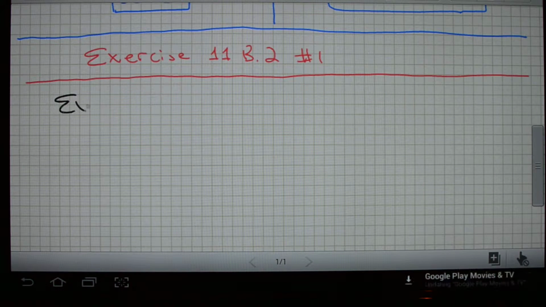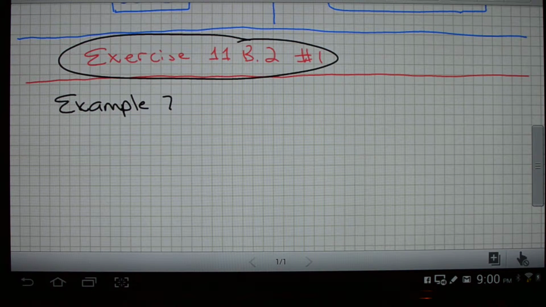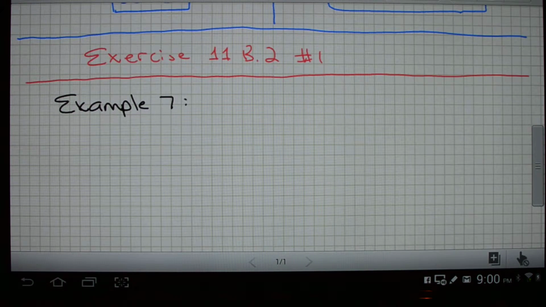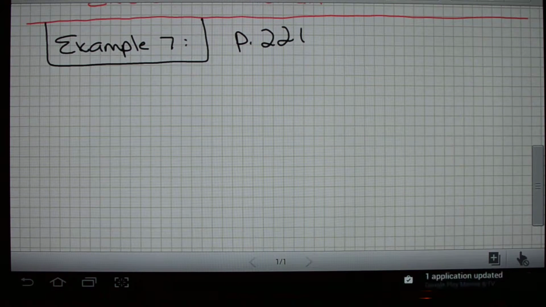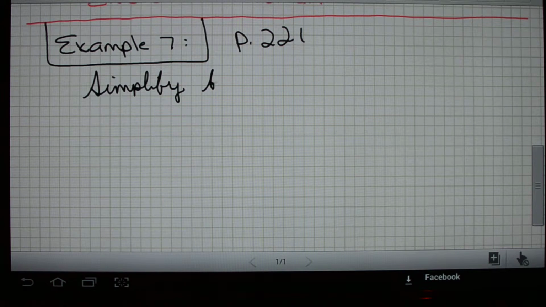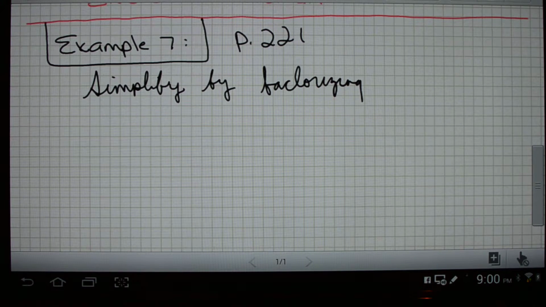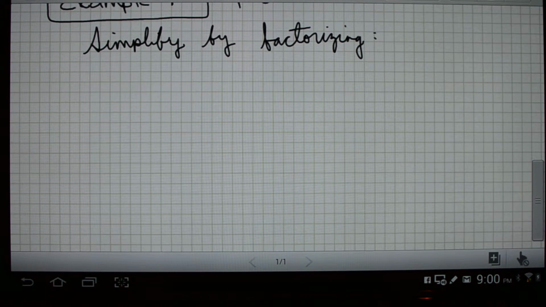Alright, if you are watching this right now, you should have already completed this before you move on to example 7. This is again on page 221. So simplify by factorizing. You're going to find that simplifying by factorizing is your best friend when it comes to algebraic fractions. You're going to love doing that. It just makes things so much easier.